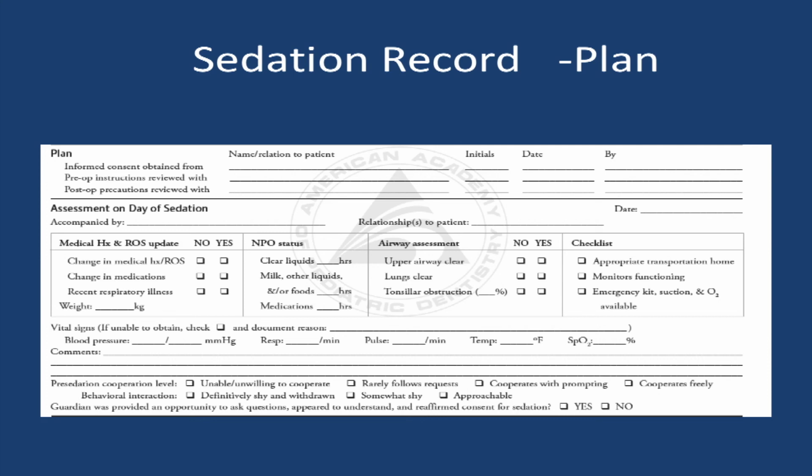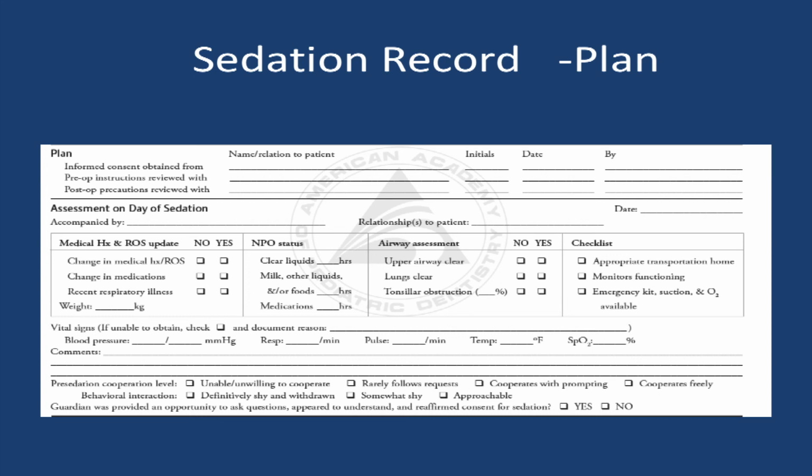And then the airway: upper airway is clear, lungs are clear, and tonsil characteristics and what percentage they have, the appropriate home instructions and monitoring facilities and emergency kit available. Do we have all the things that we need to make sure that the patient can be resuscitated? Vital signs: blood pressure, respiratory rate, pulse, temperature, and oxygen saturation. And these days we are using capnography to detect the exhaled CO2 levels, which is a much quicker, more reliable method. When we talk about monitors, we'll be talking about that.